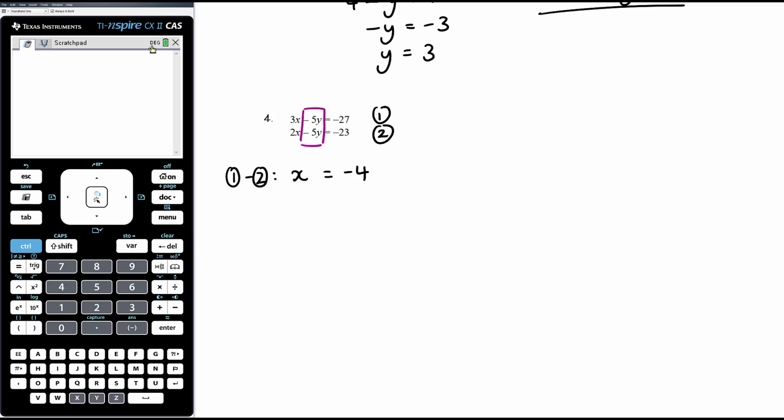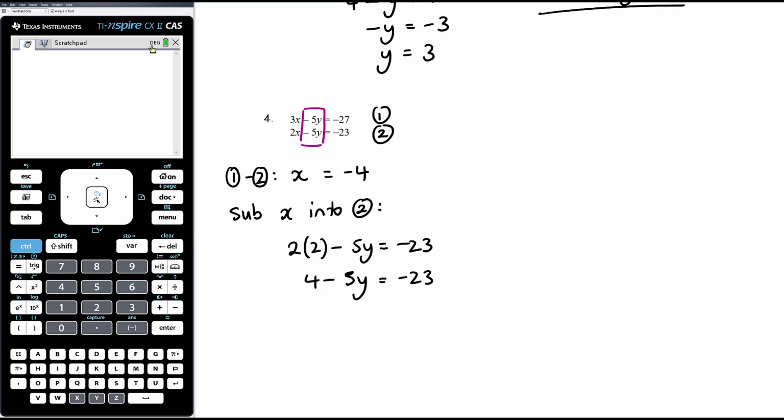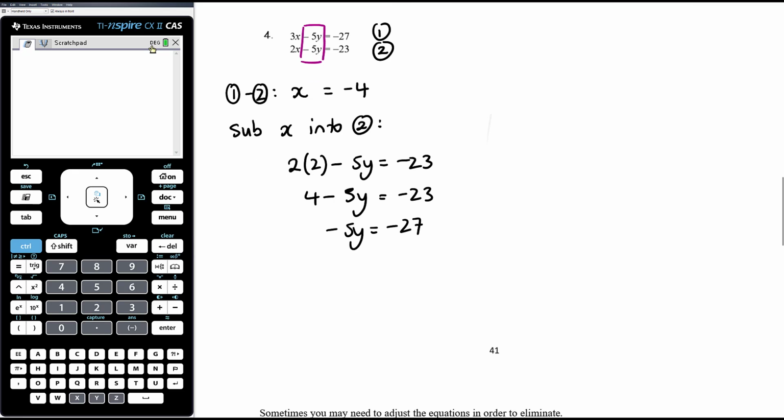And then I'm going to need to substitute that back in. You can go back into either equation. They're both fairly similar in this case. I'm going to substitute x into equation 2. By all means, go ahead and do equation 1, and let's meet at the other end, and we should have the same answer. So I'm going to substitute x into equation 2, so that's 2 times 2 minus 5 times y equals negative 23. So 4 minus 5y, sorry, that's a 5, equals negative 23. Subtracting 4 from both sides, minus 5y equals negative 27.